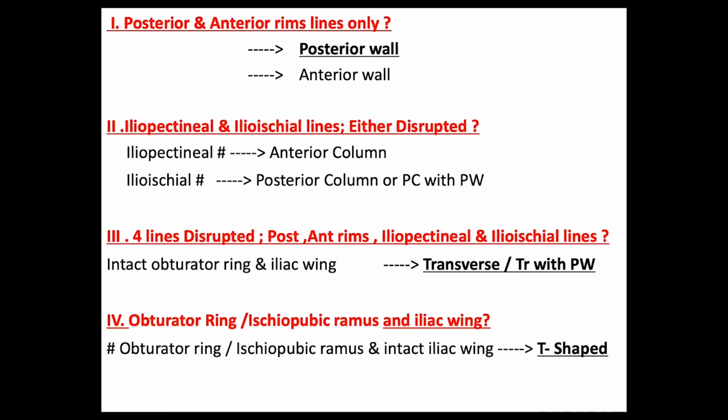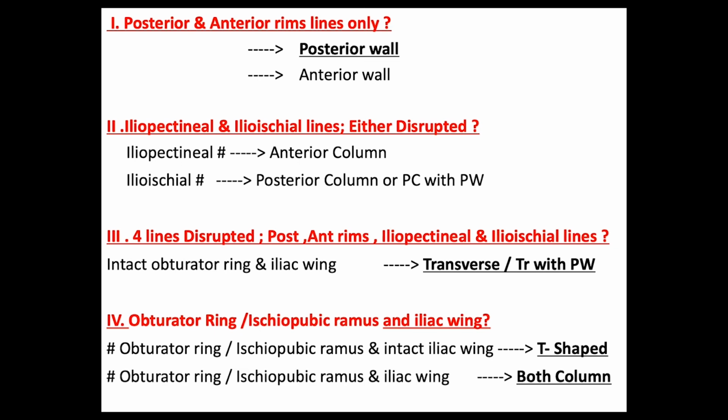So if there is disruption of the obturator ring, ischiopubic ramus, in addition to intact iliac wing, this would represent T-shaped fracture. And in case there is obturator ring, ischiopubic ramus, as well as extension of the fracture into the iliac wing, this would represent both column fracture, and this is usually called floating acetabulum and associated with the pathognomonic spur sign.